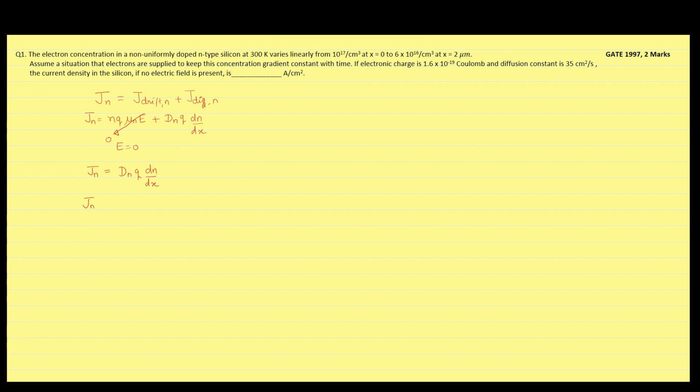Now you have to simply put the values. After calculation, you will find the current density to be equal to minus 1120 ampere per centimeter square. We have ignored holes as it is N-type silicon semiconductor. Therefore, the current will be primarily due to the electrons.